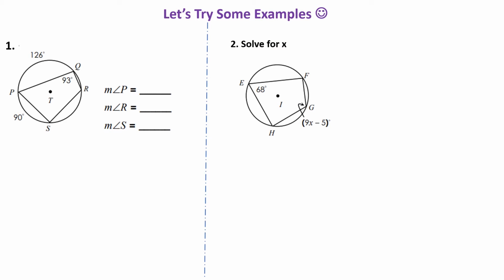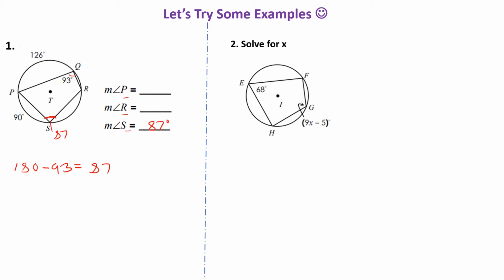So let's take a look at these two examples here. The first one, we want to find the measure of the three angles P, R, and S. First, I can see right off the bat that I have angle Q. So the opposite angle would be supplementary, meaning they equal 180. So I could just say 180 minus 93, and that is equal to 87 degrees. So the measure of angle S is 87 degrees. I'm going to go ahead and plug that in.